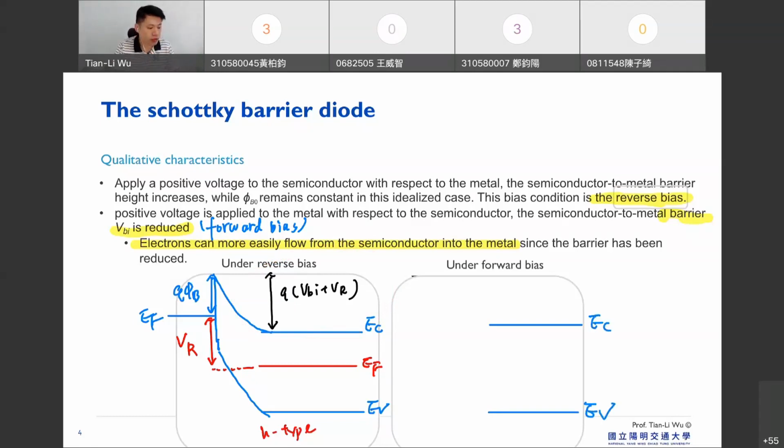So the analysis will be similar, and also we will apply, this is our EF. But just wait a moment.